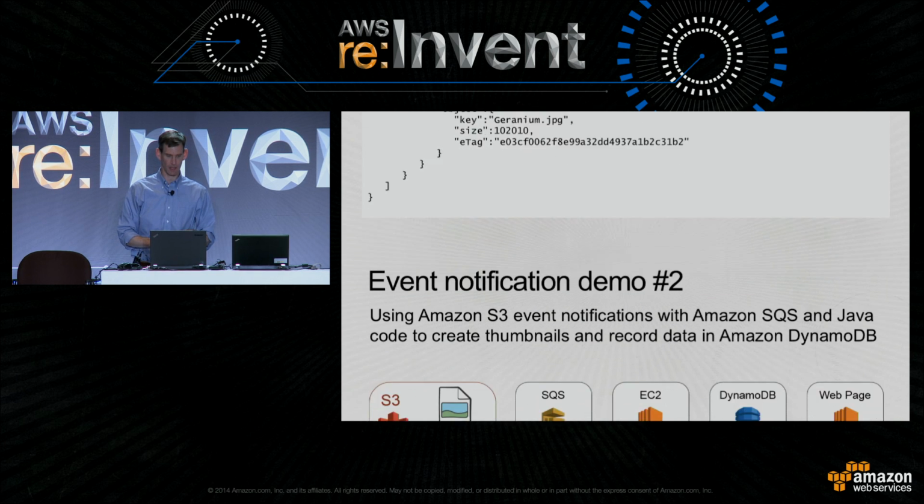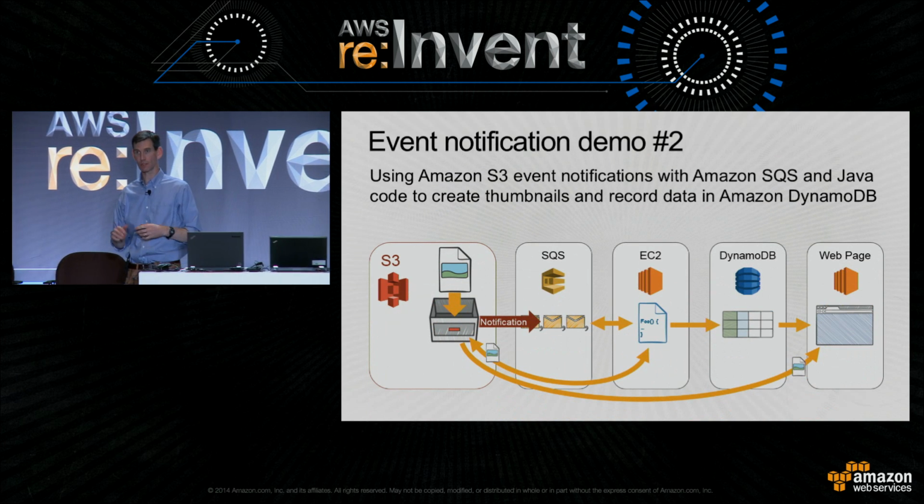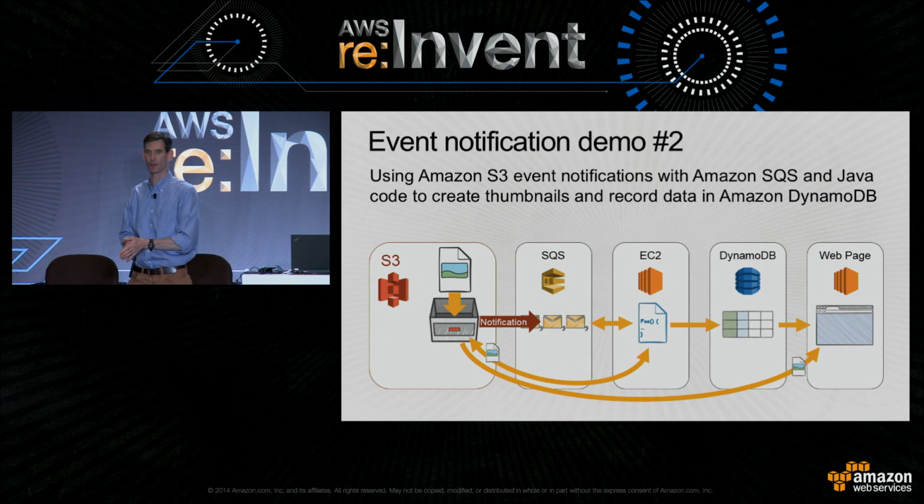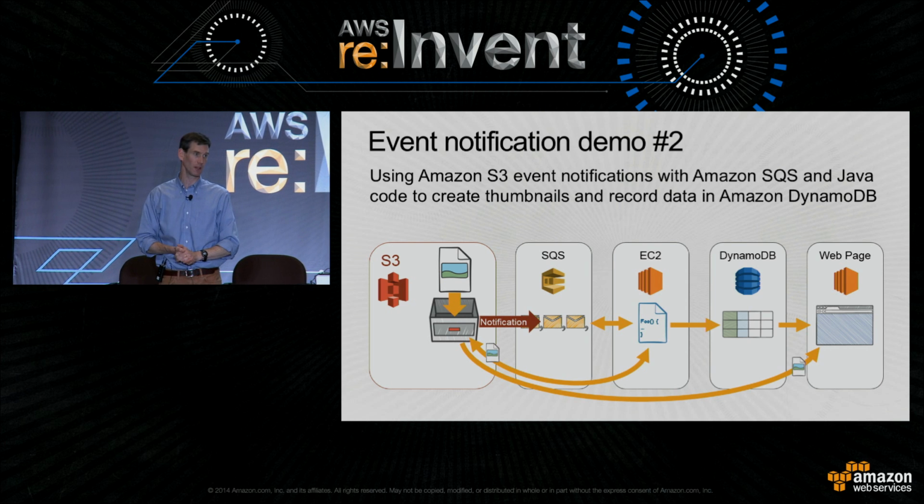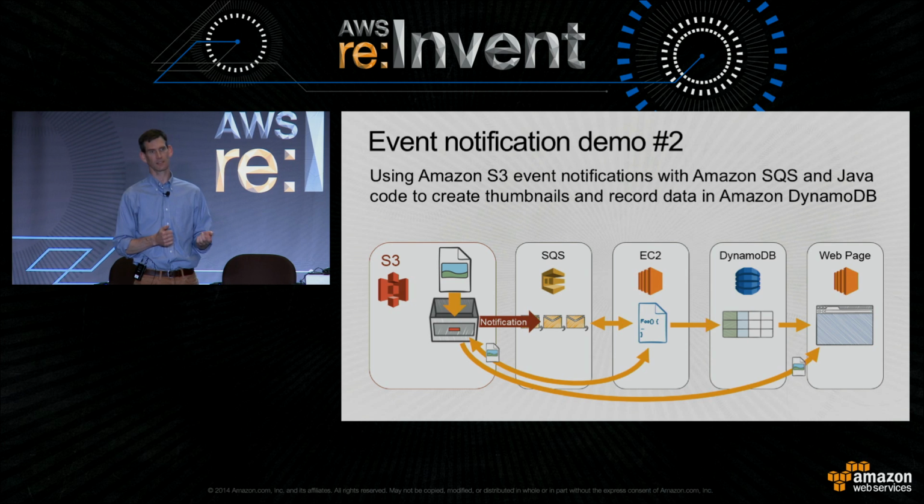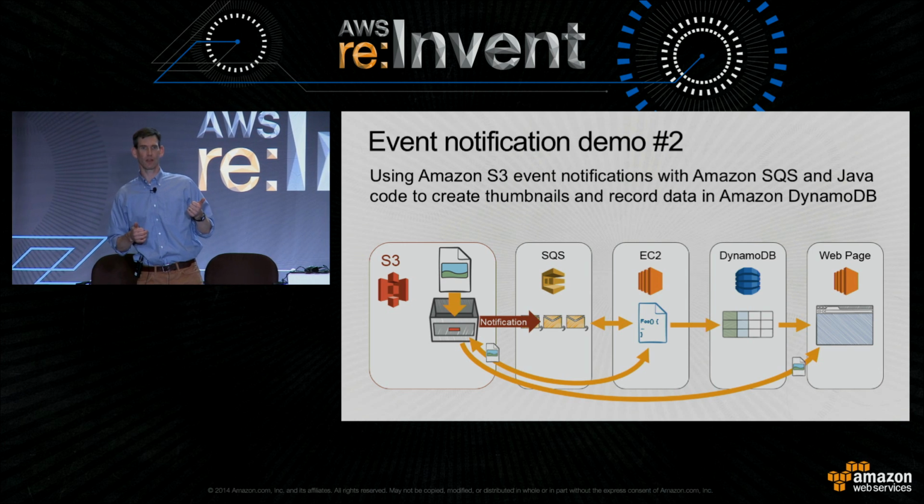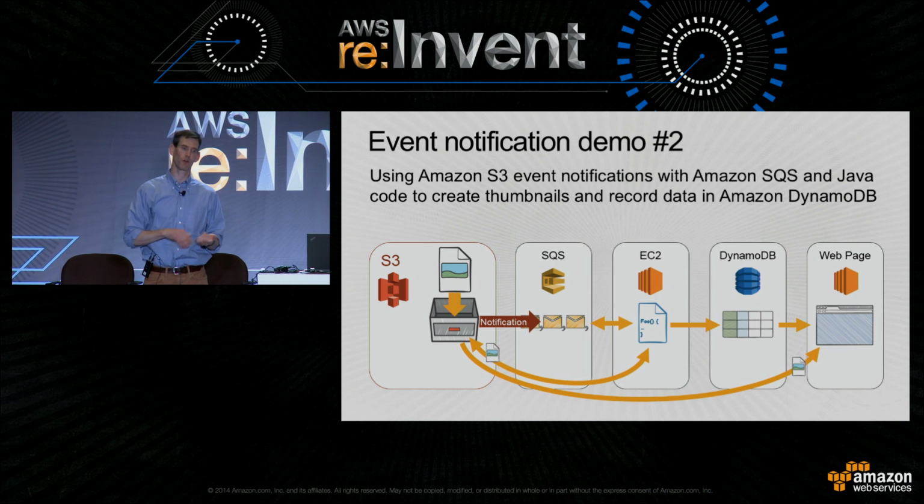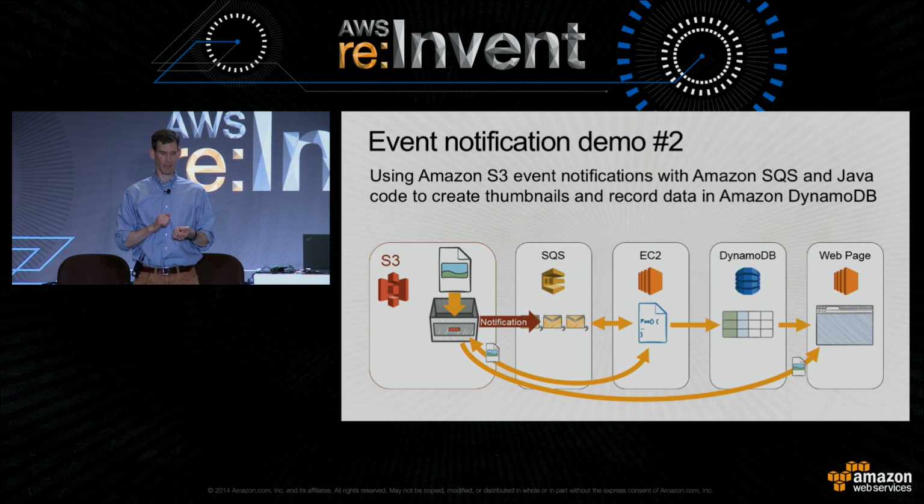OK, let me go into my next demo. So the first one I showed you was using Lambda directly. Again, going to be a great choice for a lot of use cases. But I also wanted to show you a use case that uses SQS and Java, because these are also good use cases. So in this example, I'm going to take another object that gets put into an S3 bucket.